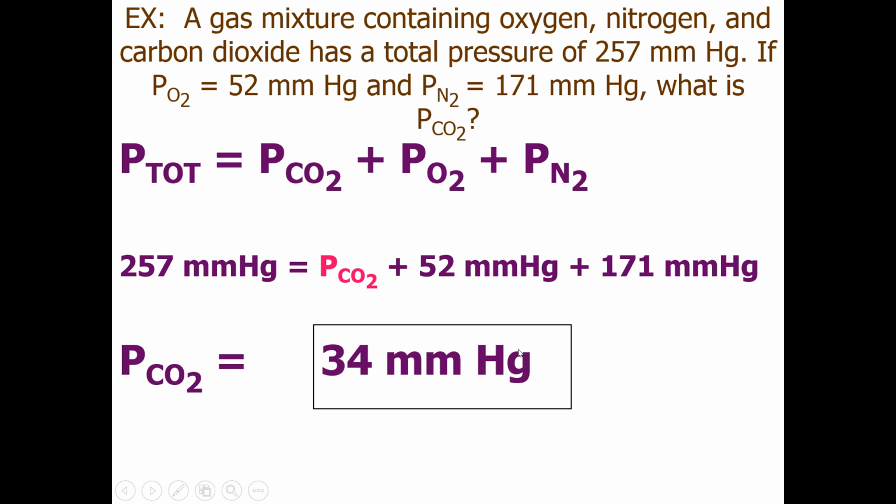If you're not very good at algebra, a good practice is always to take that answer and substitute it back into the problem. Add 34 plus 52 plus 171 and make sure that you can get to 257 mmHg.